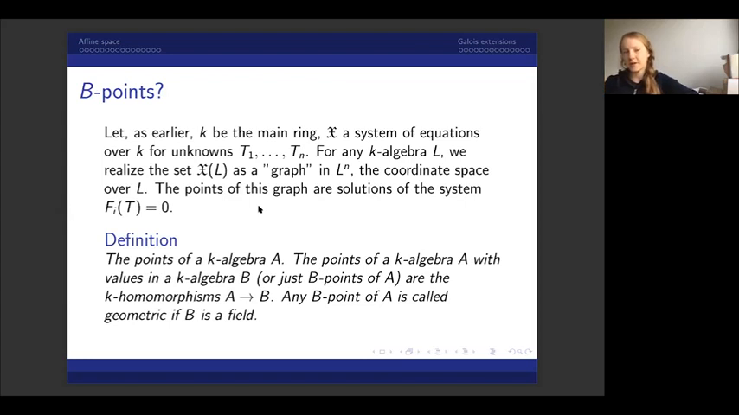So here comes this very mysterious and strange definition. The points of a K-algebra A with values in a K-algebra B, or in short, B points of A, are the K homomorphisms from A to B. And any B point of A is called geometric if B is a field. So this doesn't sound clear. Not at all, because we don't know if we have some field extensions. We don't know what is exactly the notion of point here. What is the axiom? What is allowed? What is not allowed? So I'm not satisfied with this definition. And so this motivates the next part of this lecture.